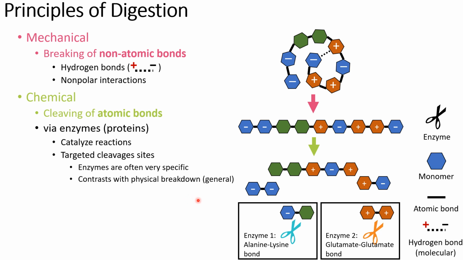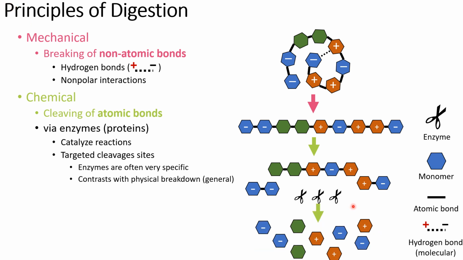And so just note that this is very different from mechanical breakdown, right? If you're chewing something, it's very general, whereas the enzymes are very specific. So you can't use whatever enzyme you want to break anything down. There's not a universal enzyme. Whereas with mechanical breakdown, you can chew all you want and it will effectively physically separate all different types of macronutrients, whether they're carbohydrates or lipids or proteins.